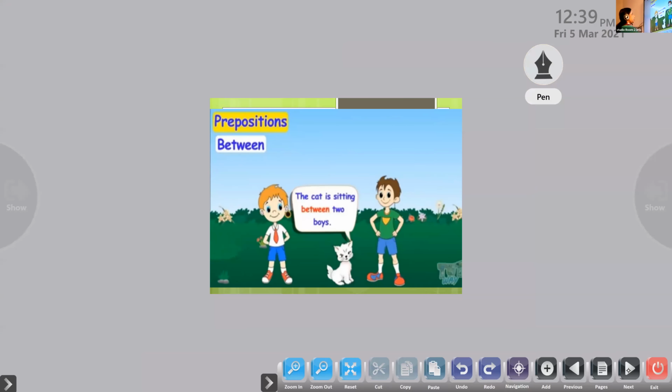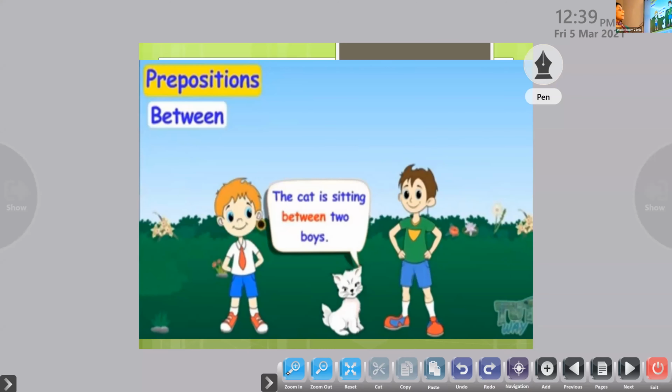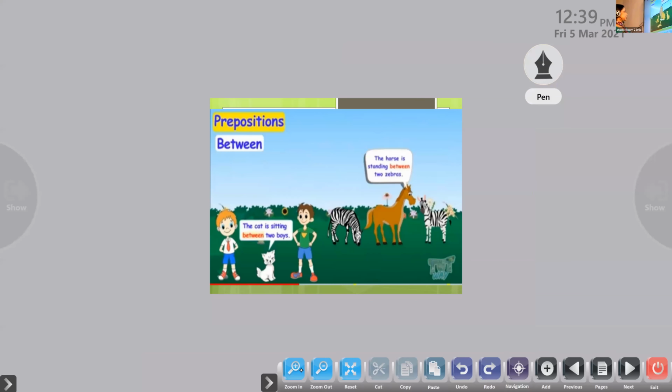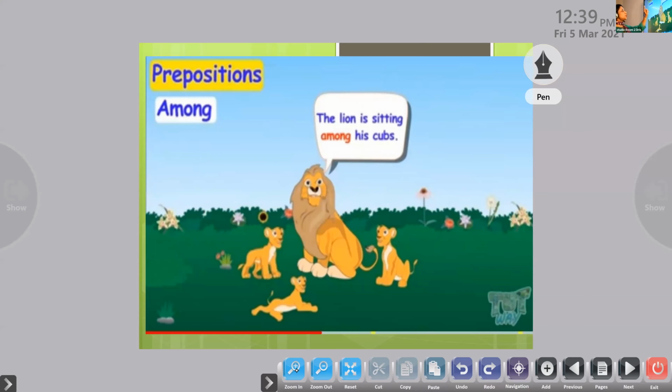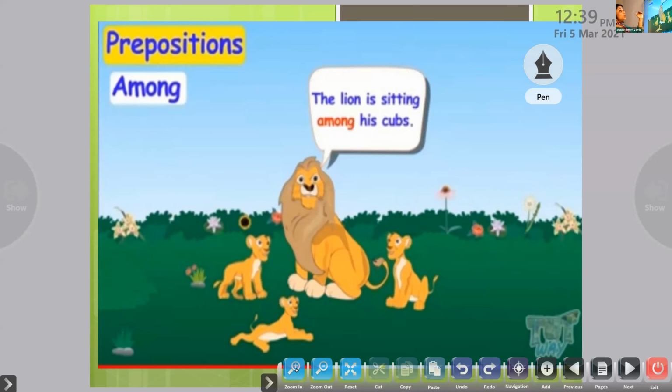Now let's move on to between. The cat is sitting between two boys. When something is between two things, we use the preposition between. When it is more than two, then we use the preposition among. Have you noticed it? If it is two things on either side, we use the preposition between. If it is more than two, then we use the preposition among.